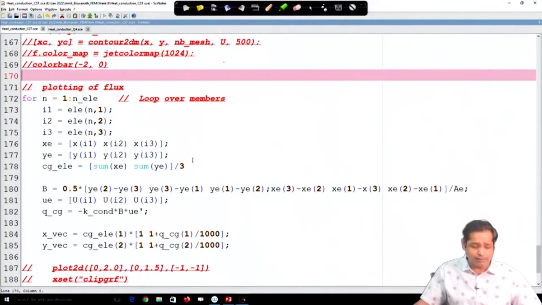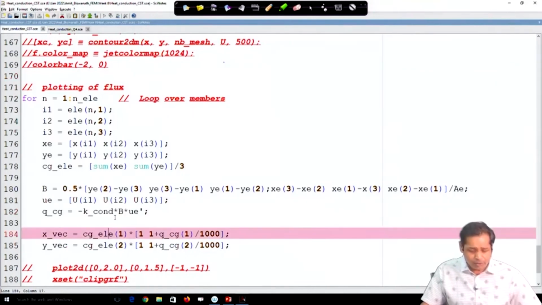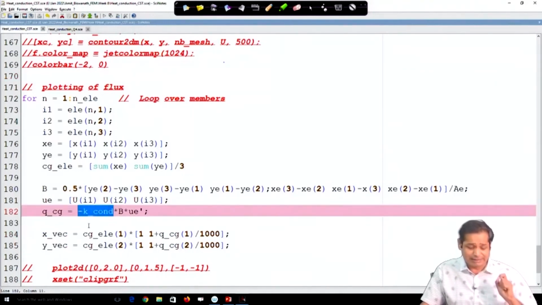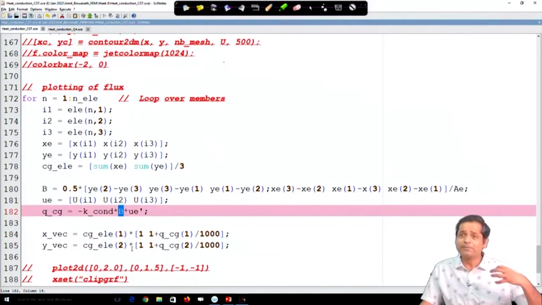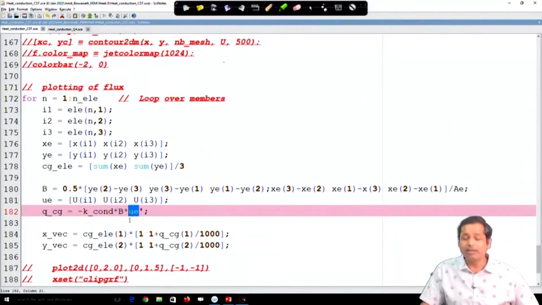So how do we get this flux term? We can get it from this: minus k into del T del x. We know this expression, del T del n. That will give you the flux term. Q n is equal to this, where B contains the information about the derivative of the shape function, and u is the values at the node. This gives you the flux term.